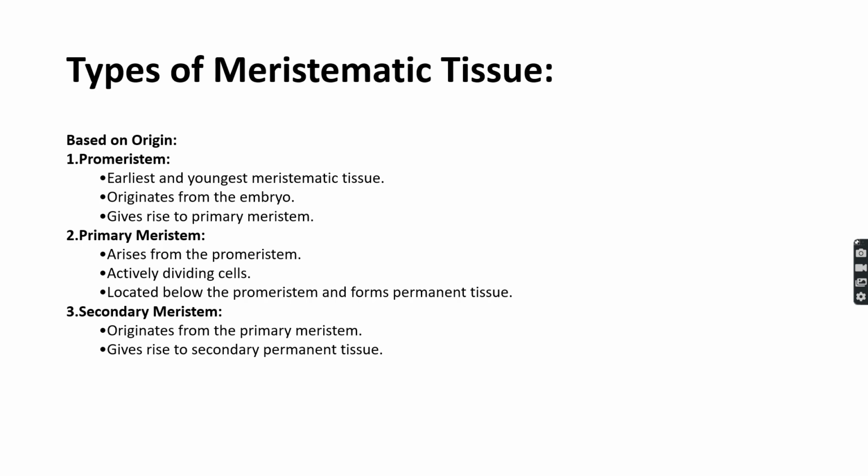Now, on the basis of their origin, they can be divided into three categories: promeristem, primary meristem, and secondary meristem. Promeristem, as the name suggests, is a primitive or earlier meristem. The earliest and youngest meristematic tissue is called promeristem, and it originates directly from the embryo and gives rise to primary meristem. So promeristem is the mother of primary meristem.